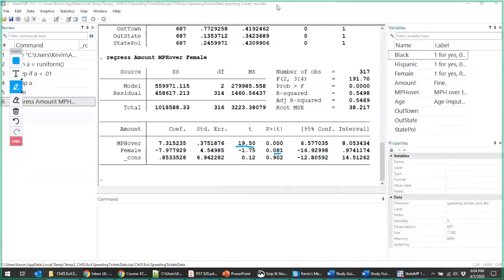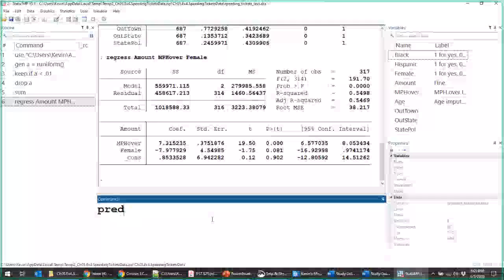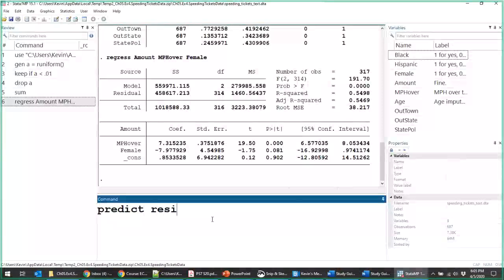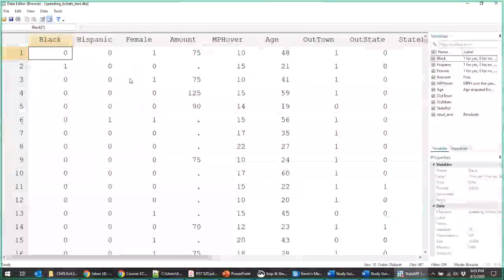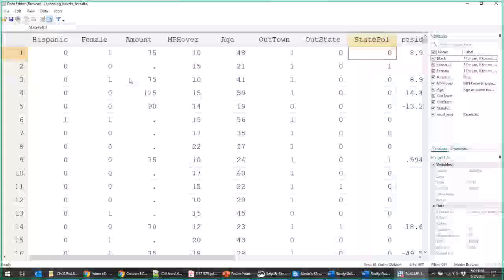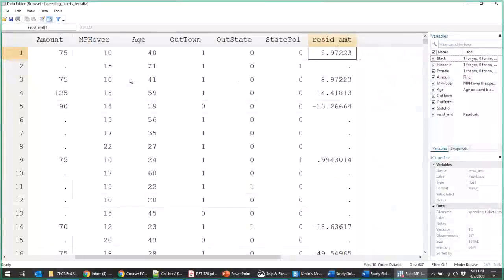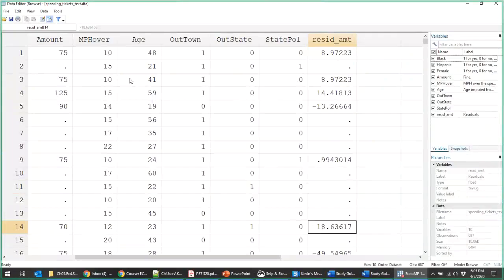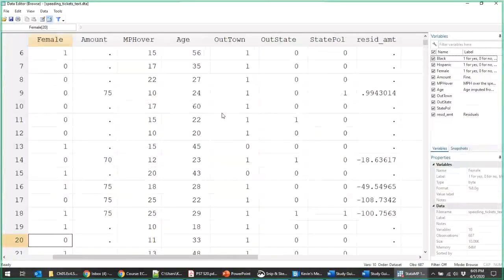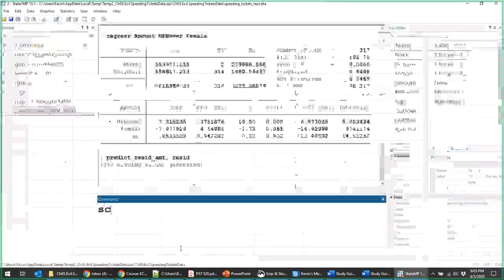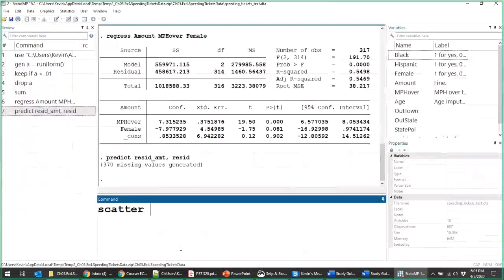We can then, in Stata, type predict, let's call them amount residuals. And so now, in my table of data, here's my data set. I just generated a new variable that is the residual from that regression. Certain observations weren't included because the amount of the speeding ticket was not always known. And so let's take a look at resid amount and MPH over.